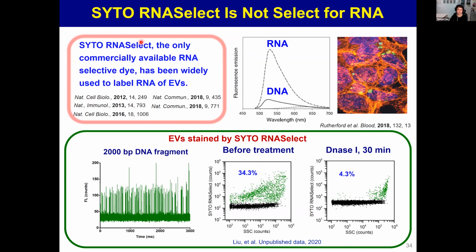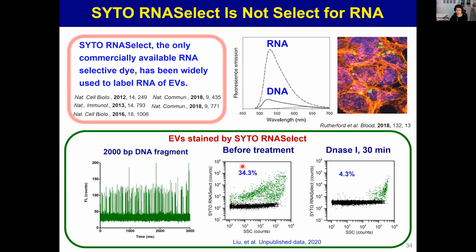And also, people are interested in using the cyto-RNA select to stain the EV for EV-RNA tracking. This is the only commercially available RNA dye. Even though the fluorimetry experiment demonstrates that it has much higher specificity to RNA compared to DNA, our experiment indicates that this dye can also stain a single DNA fragment very bright. Each peak represents a single 2,000 base pair DNA fragment passing through the laser beam.